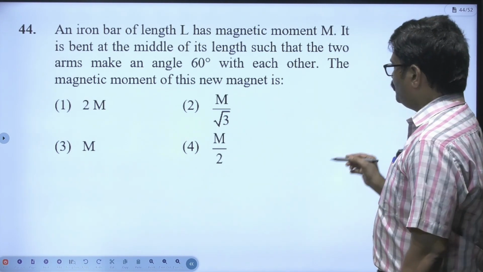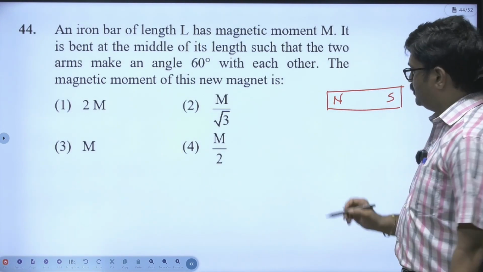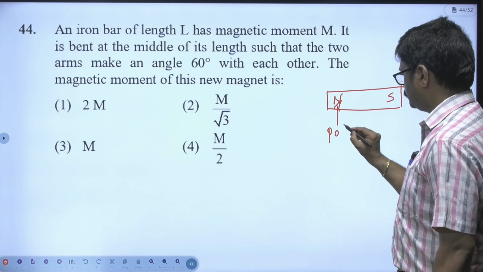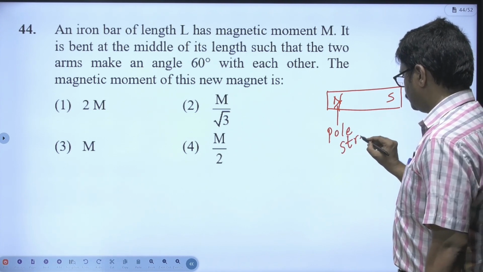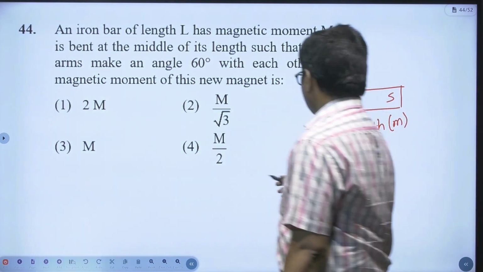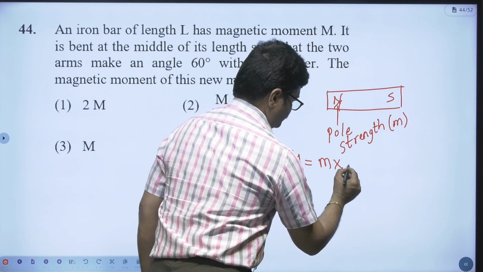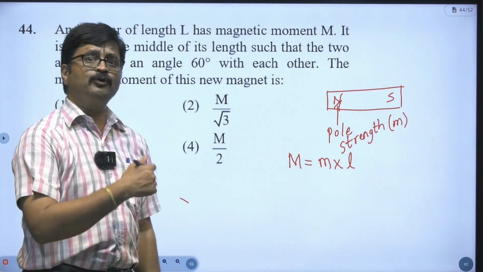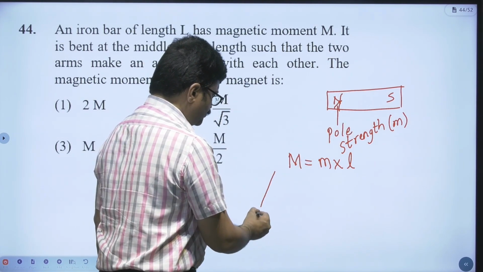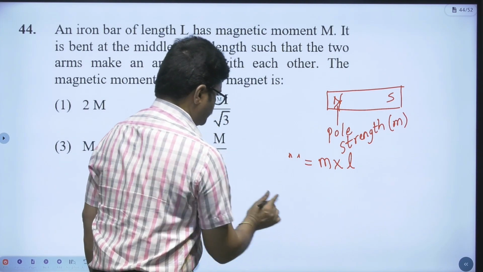See, magnetic dipole moment, if you just consider a magnet, note that we have a north pole and a south pole. Now each pole will have an ability of attracting or repelling, called pole strength. Now this pole strength we denote by small m, lowercase m. Then note that magnetic dipole moment would be equal to pole strength multiplied by magnetic length. I'll write L as magnetic length or dipole length, so M into L. Now when such a magnet is bent exactly into two equal parts like this, we consider it in this manner.